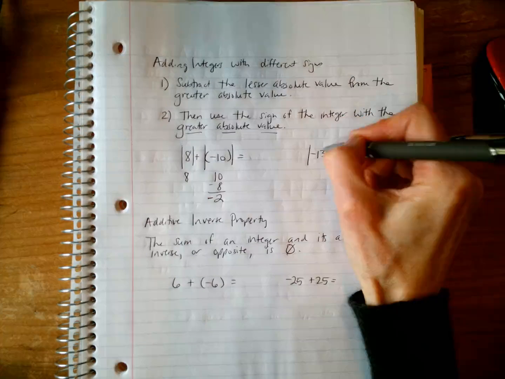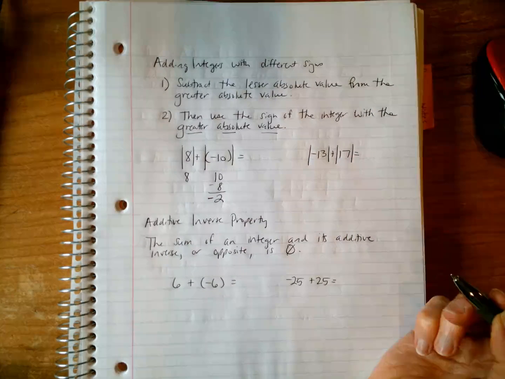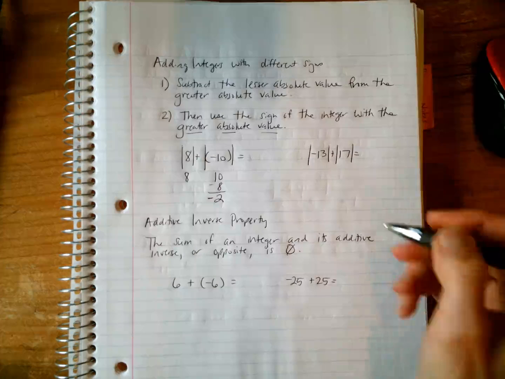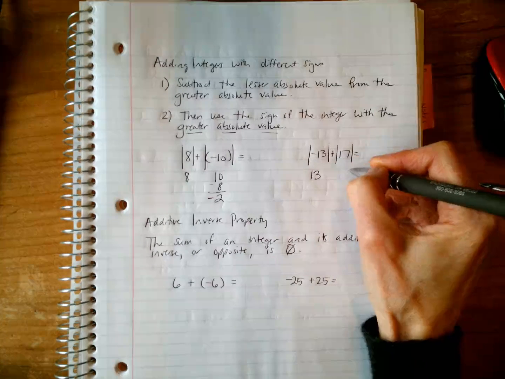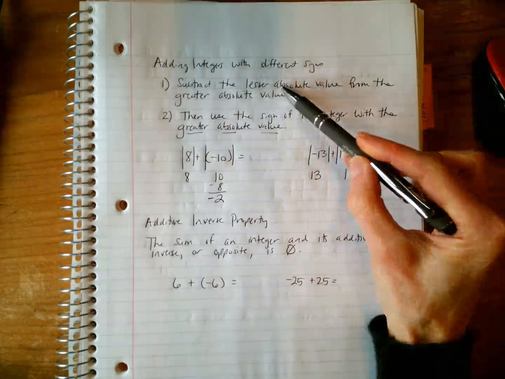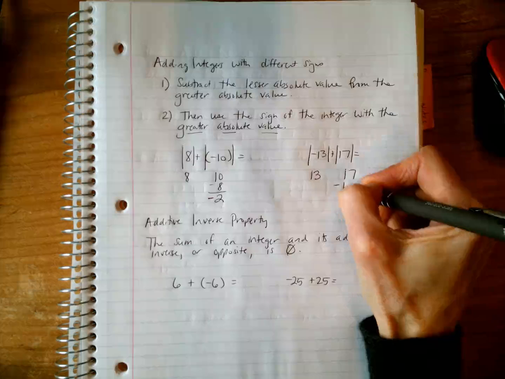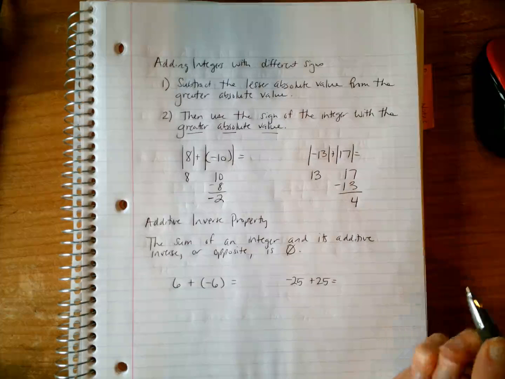Over here, I've got the absolute value of negative 13 and the absolute value of 17. So the absolute value of negative 13 is 13. The absolute value of 17 is 17. I'm going to subtract the lesser value from the greater value. That leaves me with 4.